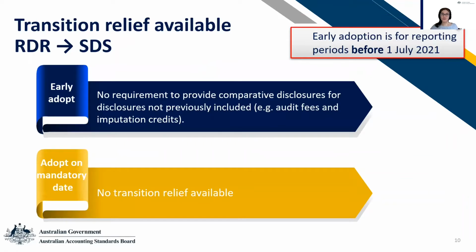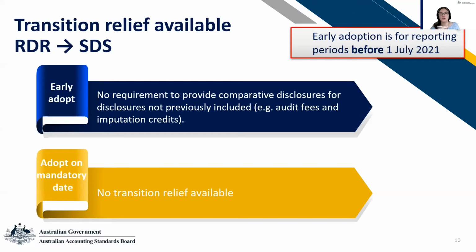So let's look at the transition relief. Now, as we've already talked about, your numbers don't change if you are already doing RDR and moving to SDS. So you're not going to get some huge transition relief because there's no numerical changes. But the board did want to give you some assistance. So what the board decided is that if you choose to early adopt, and this is coming back to that mandatory date that we've talked about, you are adopting at 30 June 21 up to 30 June 22.